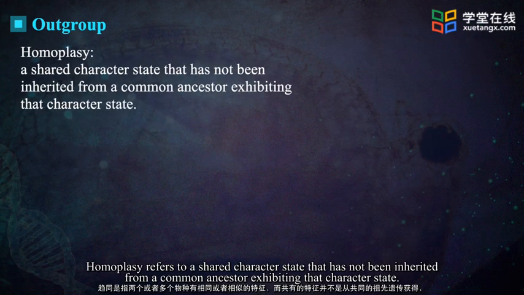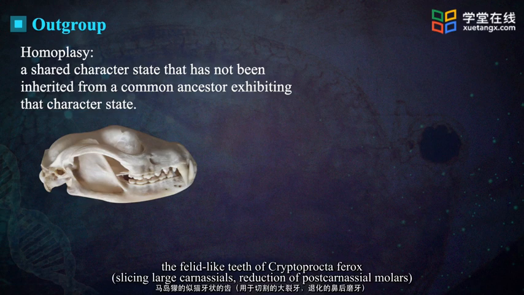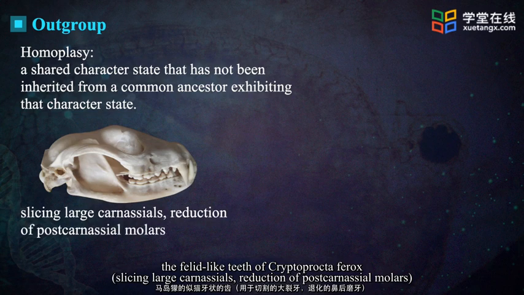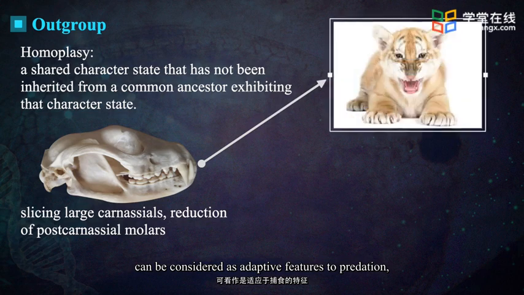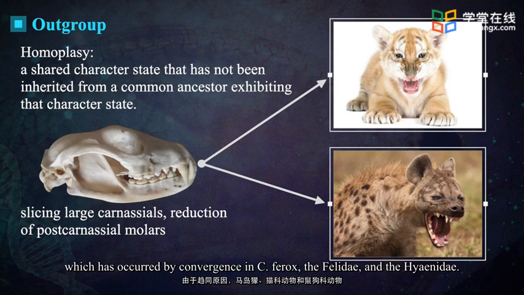Homoplasy refers to a shared character state that has not been inherited from a common ancestor exhibiting that character state. Homoplasy can result from convergent evolution. For example, the feline-like teeth of Cryptoprocta ferox, slicing large carnassials, and reduction of post-carnassial molars, can be considered as adaptive features to predation, which has occurred by convergence in C. ferox, the Felidae and the Hyaenidae.